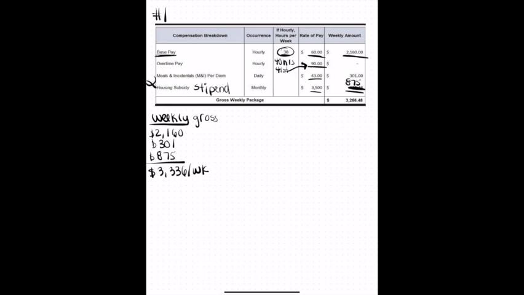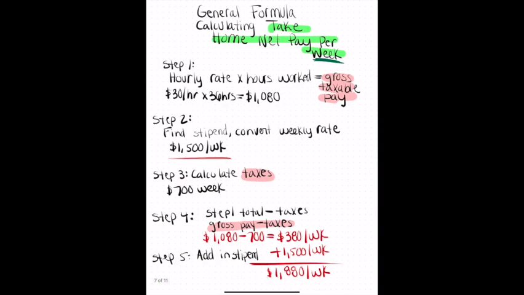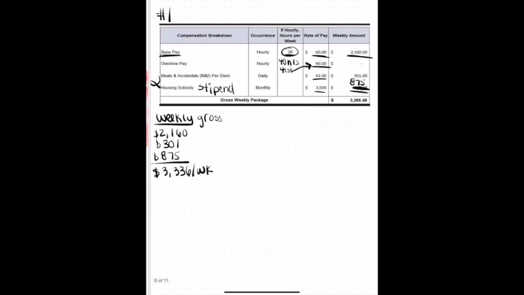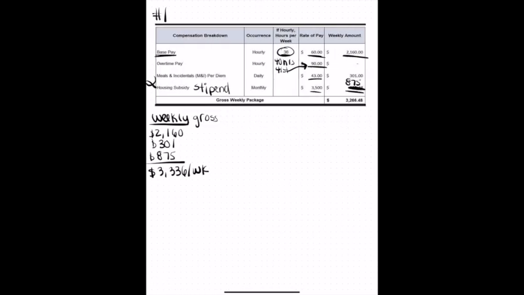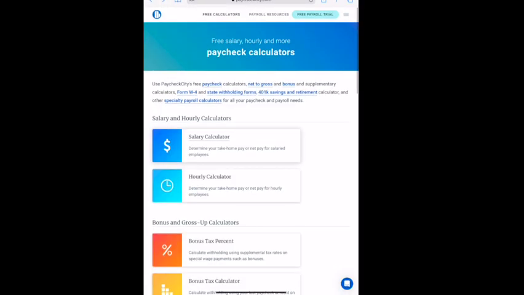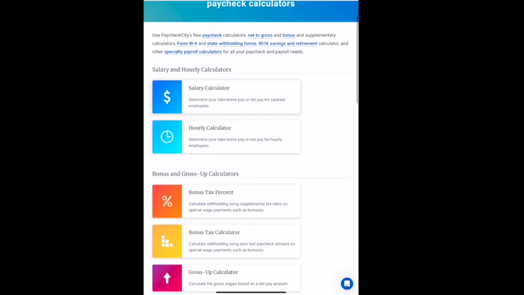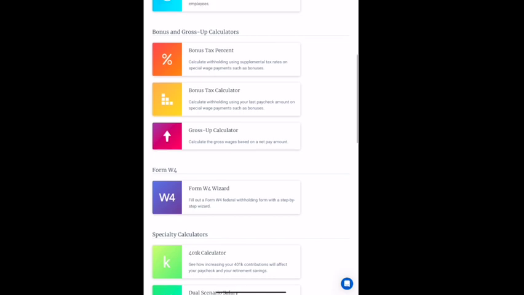So now, if we go back to this page where I talk about how to calculate the take-home net pay, the missing piece in my formula here is taxes. So how can we estimate our taxes? The best way that I found is to go to paycheckcity.com, and I'm going to show you how to use that site. It offers a free calculator for calculating your salary, your hourly rate, and some other things that you can use if you want to.